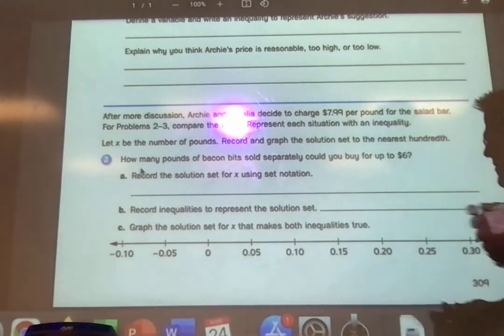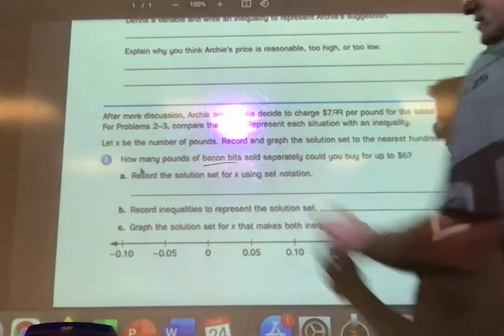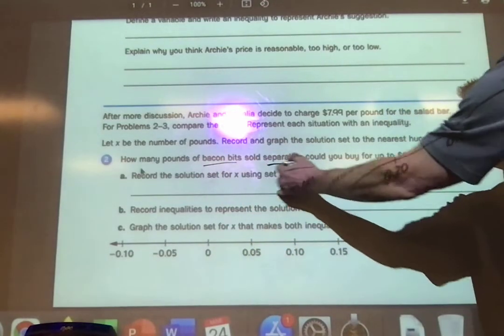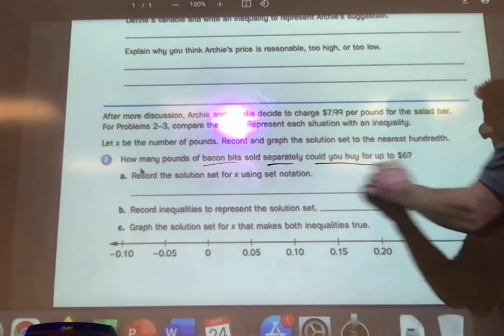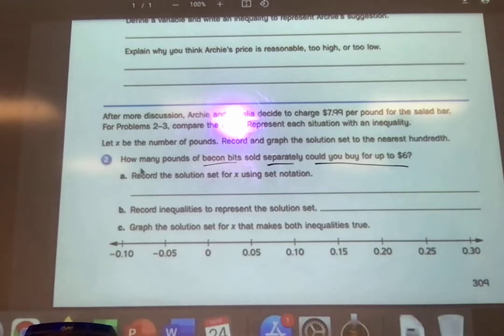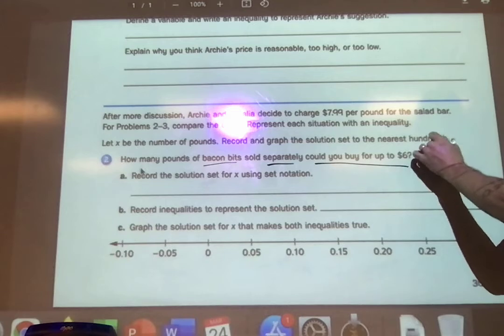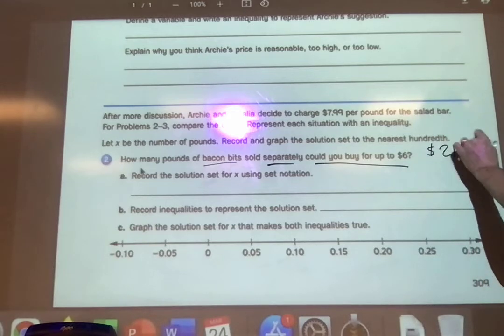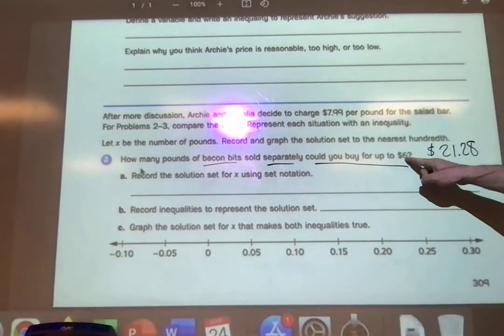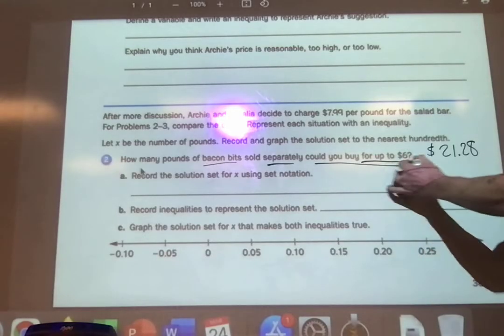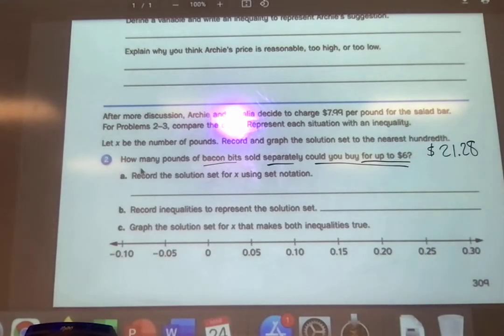First question here. How many pounds of bacon bits sold separately, not buying them from the salad bar, but if they're sold separately, like from the store, how much could you buy for up to $6? I'm not going to roll back up to that chart, but if you remember, the bacon bits cost $21.28 a pound. We're only going to spend, we want to know how much we could buy for up to $6, or that means $6 or less, thinking about our inequalities. So how much could we buy for that?